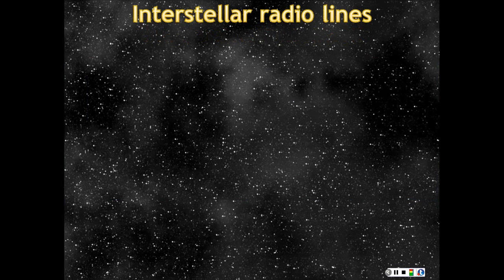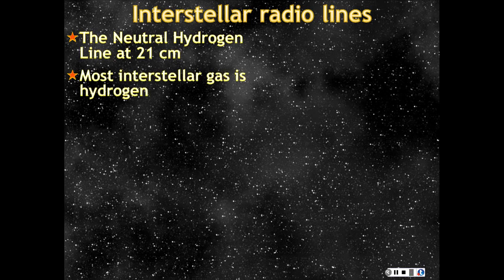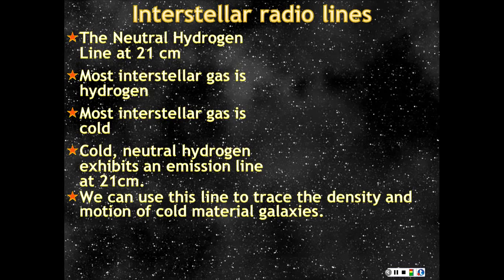Now, what is it that we're actually going to measure? We need something that is the galaxy moving and not just individual star motions within the galaxy. And it turns out that there is something we can do in radio waves, which is neutral hydrogen. Most gas is just hydrogen atoms that are completely neutral, not ionized. It's cold, so it's not really doing much. And cold neutral hydrogen exhibits an emission line at 21 centimeters. So we can use that to trace out the density of material and also its motion.